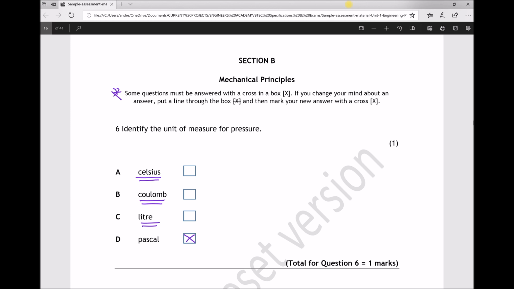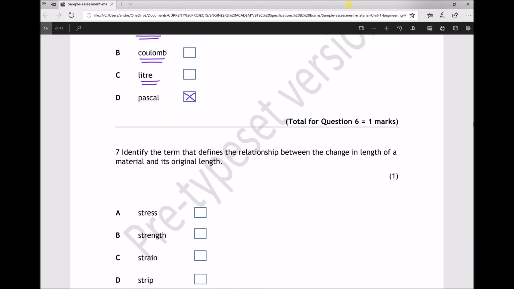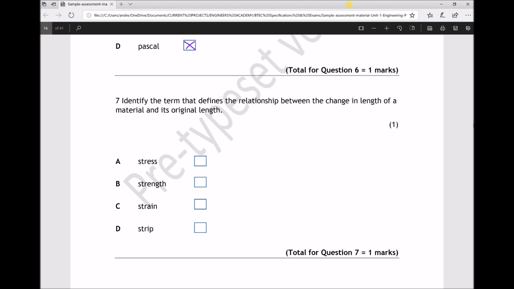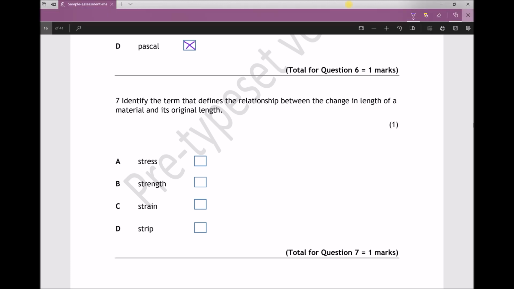Let's look at another one of these questions. Question 7 says, identify the term that defines the relationship between the change in length of a material and its original length. So change in length over original length, or we normally call this delta L over L0. Once again, it's probably something you know or you don't know, but change in length over original length we give the symbol epsilon, and epsilon represents strain.